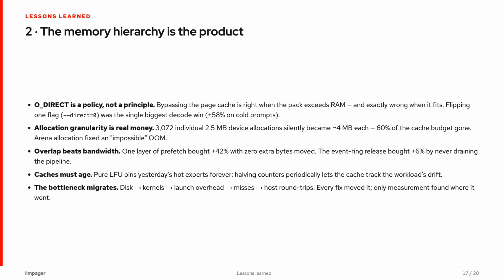Lesson 2: the memory hierarchy is the product. Bypassing the operating system's file cache is right when the model exceeds RAM, and exactly wrong when it fits. Flipping that one flag was the single biggest win. Allocation granularity silently wasted 60% of our cache memory until an impossible out-of-memory error exposed it. Overlap beat raw bandwidth every time. And caches must age because what's hot drifts. The bottleneck never disappears, it migrates, and only measurement finds where it went.